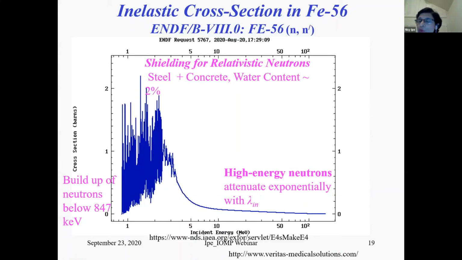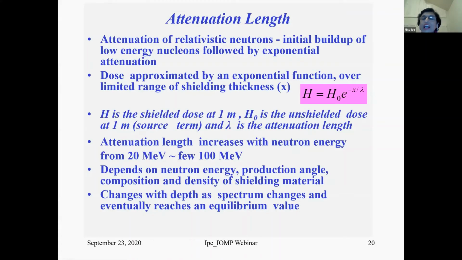And also, if one looks at the total neutron cross-section, one sees that there's a minimum at 27.7 keV and 73.9 keV. So you will find large fluxes of neutrons behind steel shielding. So whenever we use steel, we use hydrogenous material. So we could use steel and concrete, and then we would want at least about 2% water content.